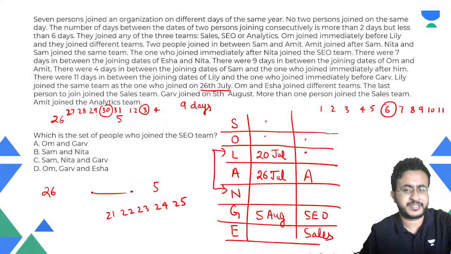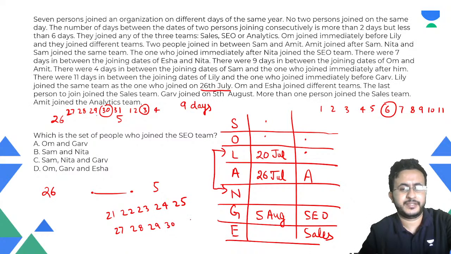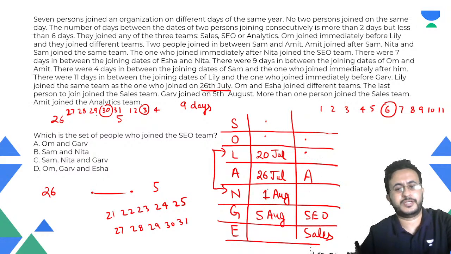ठीक है, then on 26 this person will join, then after 26 we will give a gap of 5 days. So 27, 28, 29, 30, 31 July no one will join. So this person will join on 1st of August. ठीक है, 1st of August हो जाएगा. So that we will get this. ठीक है, अच्छा now ये also हो गया.